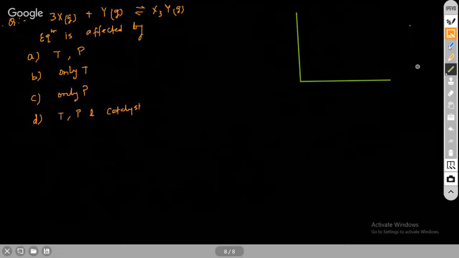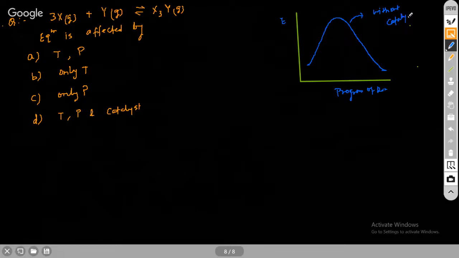Okay, now suppose the graph goes like this. For any reaction it goes like this, depending on whether the reaction is endothermic or exothermic, right? If it is exothermic, the product will have lower energy than the reactant. This is the energy, and this is the progress of reaction, the x-axis. Okay, now suppose this is the reaction we have without catalyst.